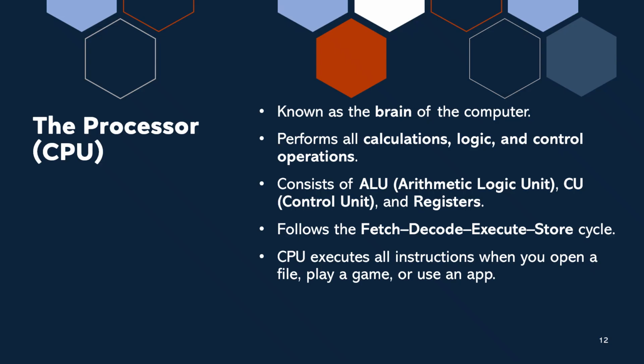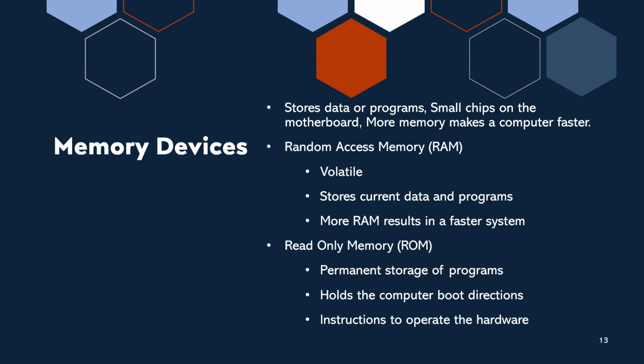It consists of two main parts: the ALU, which is the arithmetic logical unit, and the control unit. It also contains registers, and follows fetch, decode and execute. The control unit helps us to fetch, decode and execute the instructions from memory. The CPU executes all instructions when you open a file, play a game or use an app.